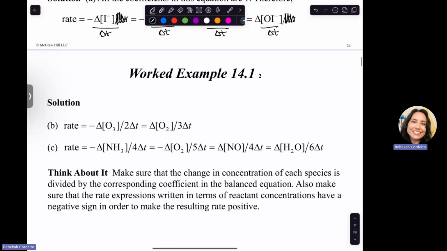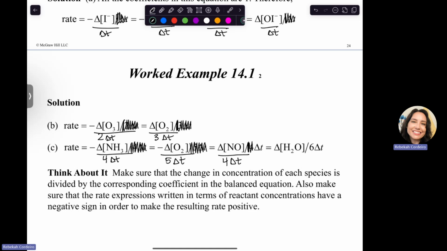For the next one, you should have 2 times delta T because there was a 2 in front of that O3. And you should have 3 times delta T because there was a 3 in front of that O2. For the next one, we should have 4 in front of the delta T because there was 4 in front of NH3. You should have 5 in front of delta T because there were 5 O2s. We should have 4 in front of delta T because there are 4 NOs. And we should have 6 delta T because there are 6 H2Os. And notice that we're subtracting the reactants.